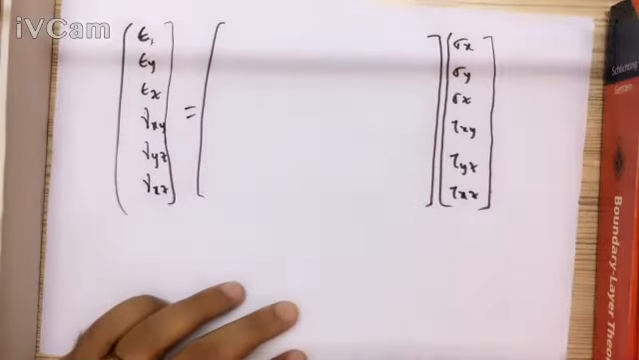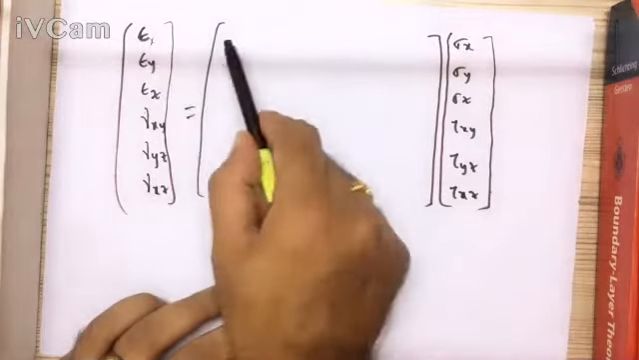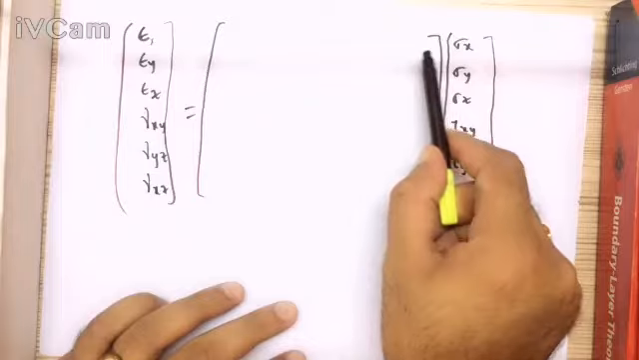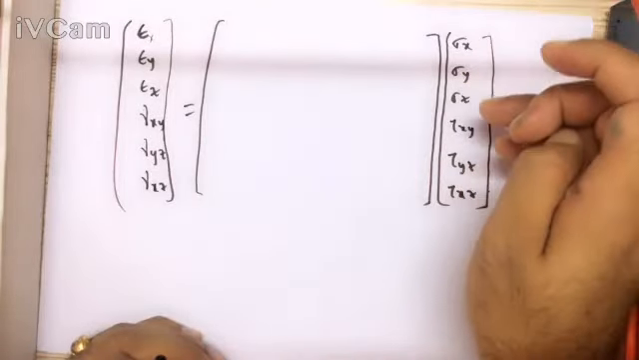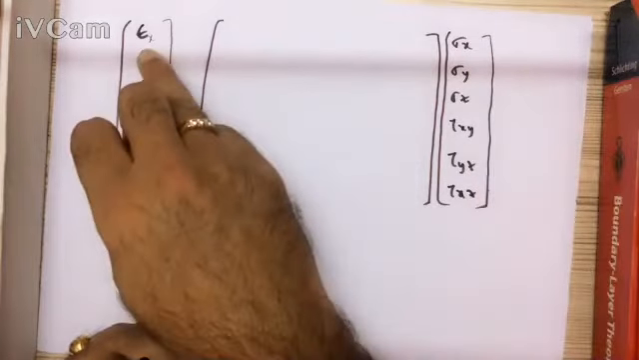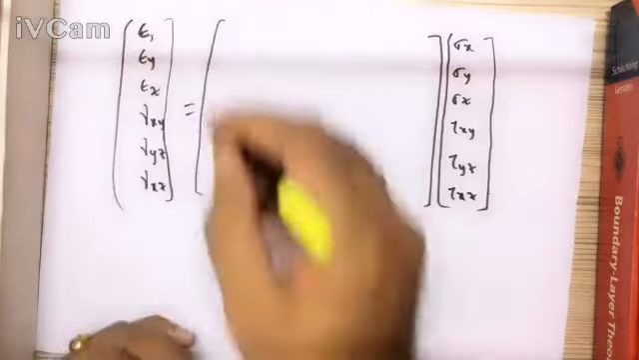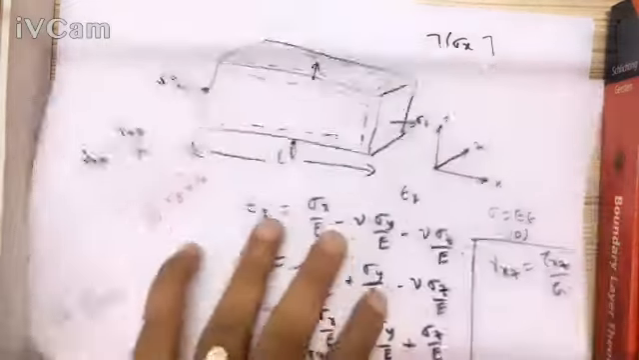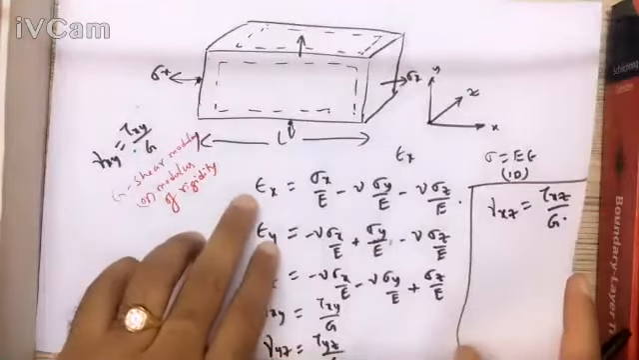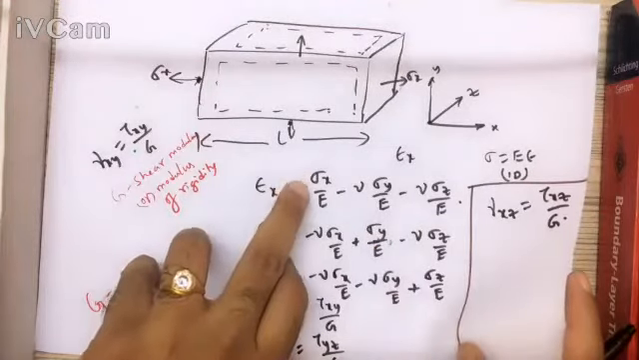The first row should be filled with the coefficients of sigma x, sigma y, sigma z, tau xy, tau yz, and tau xz in epsilon x. Okay, so what is my epsilon x? Epsilon x is 1 by E into sigma x.